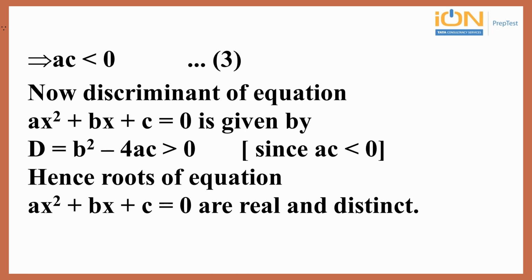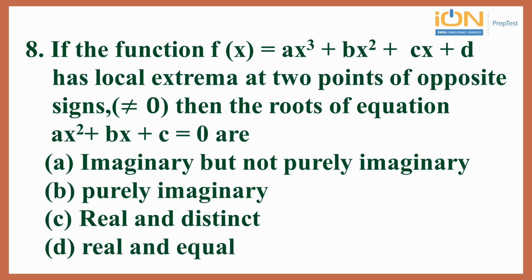Now, the discriminant of the equation ax square plus bx plus c equal to 0 is given by D equal to b square minus 4ac, which has to be positive since a into c is negative. b square minus a negative quantity will make it positive. Hence the roots of the equation have to be real and distinct. We know that whenever the discriminant of a quadratic equation is positive, the roots of that equation have to be real and distinct. Therefore, the right option is real and distinct.